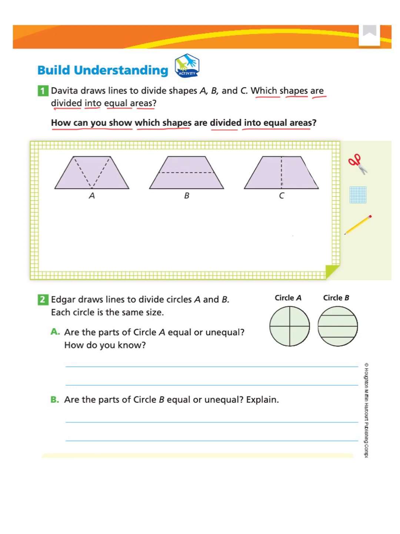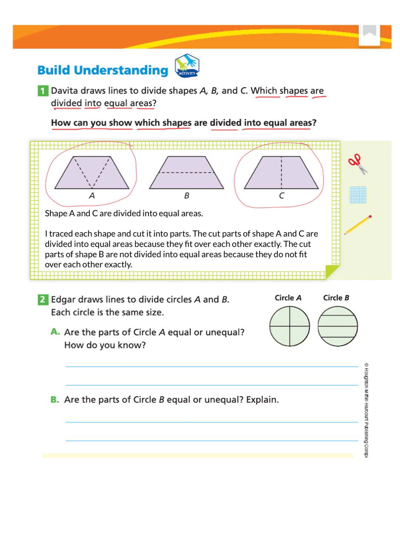Now I'm ready to look at shape C, and I'm going to take one of the sections and flip it. I'm going to turn it over just like that, and then drag it back up to the other side of the shape, and I see that it fits perfectly and equally. So this lets me know that shape C is also divided into equal areas. So we can answer the question: shapes A and C are divided into equal areas.